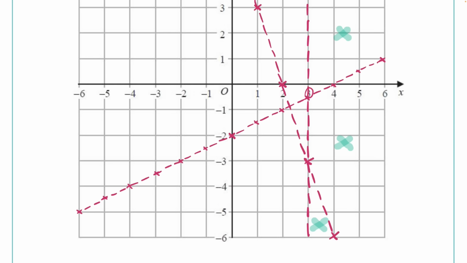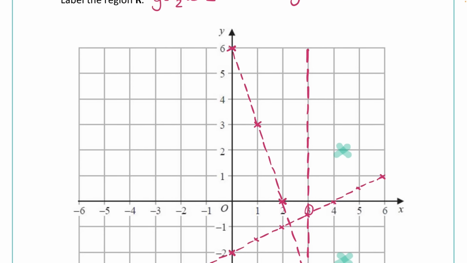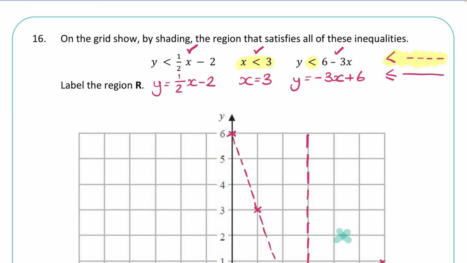So try and pick a relatively nice number. There won't always be nice numbers. This region down the bottom here, for example, I could pick this coordinate here, which has an x coordinate of 1, which is nice, and a y coordinate of negative 3. Now if I substitute that into the inequalities, we'll know if it works or not.